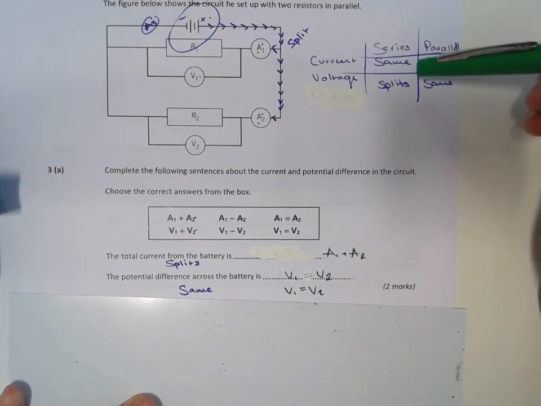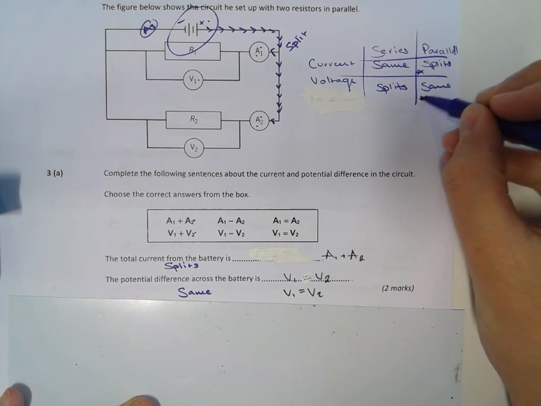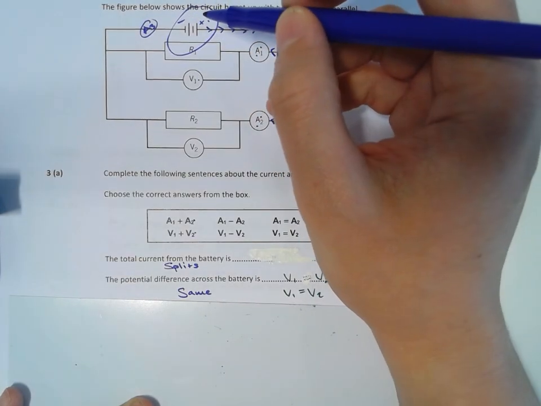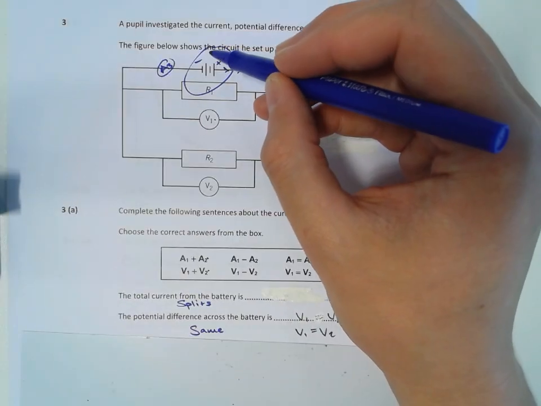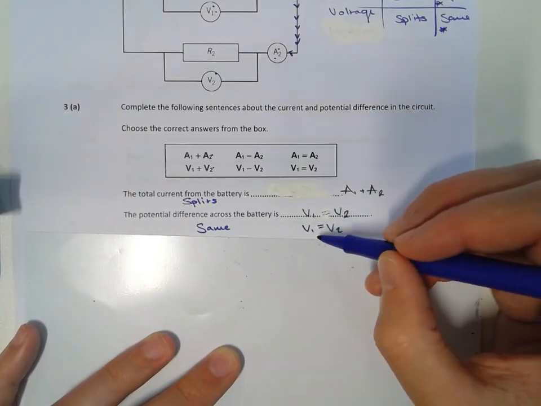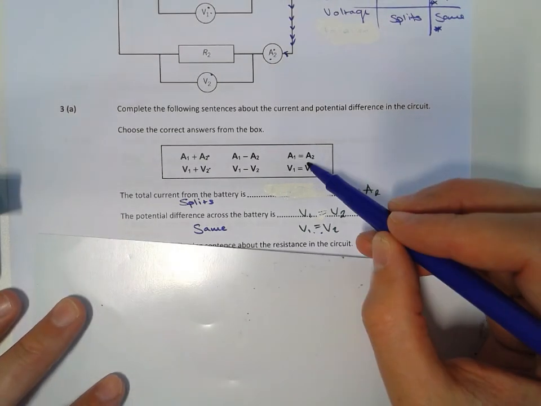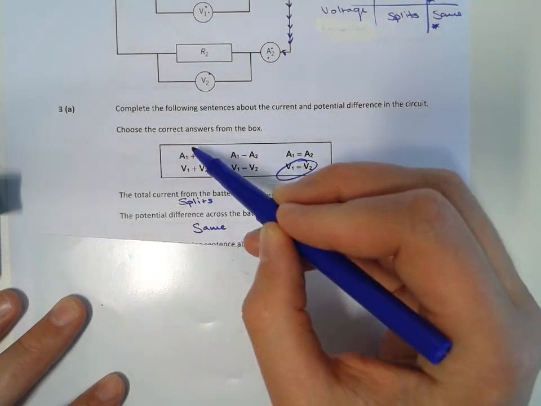Why? Look at the rules. In a parallel circuit, voltage stays the same. Potential difference is the other term for voltage. You have the same potential difference here as you are here, as you are here. So potential difference across the battery, it's the same as V1 and V2, so therefore they equal each other. Those are your 2 answers there.